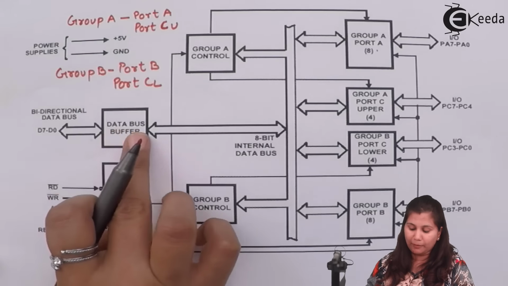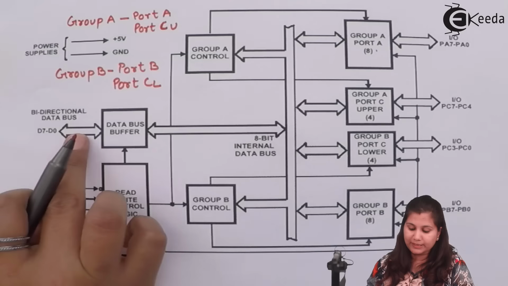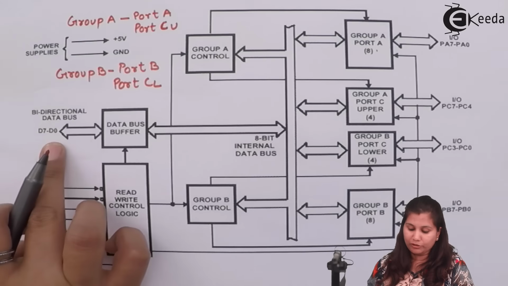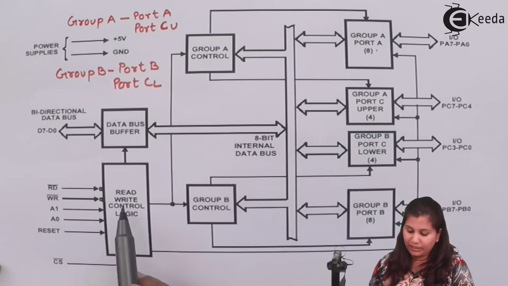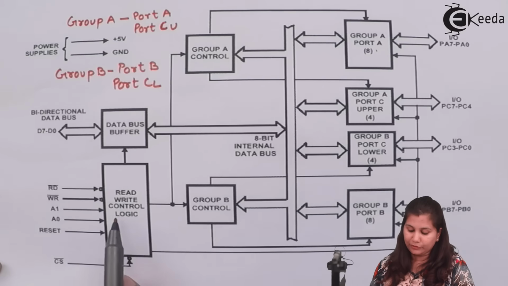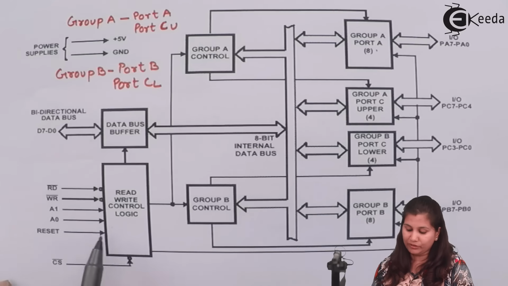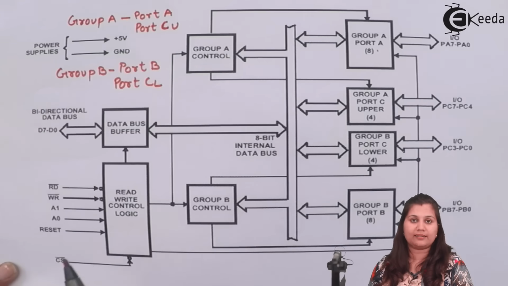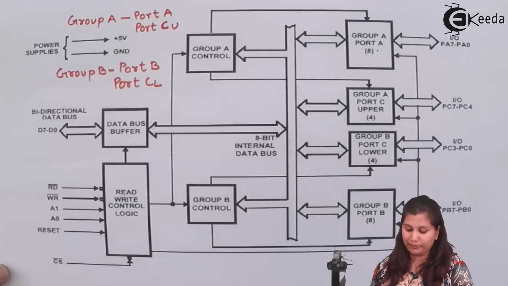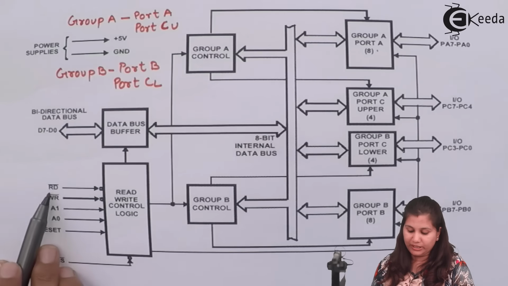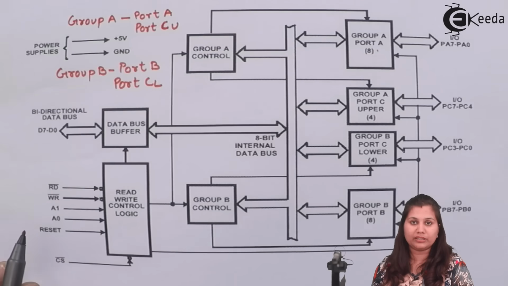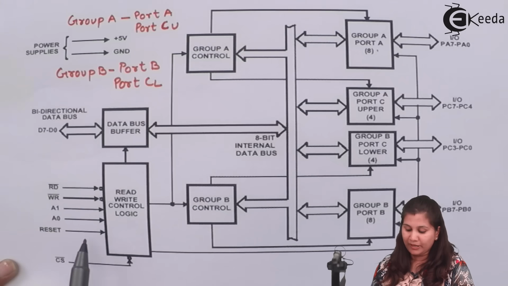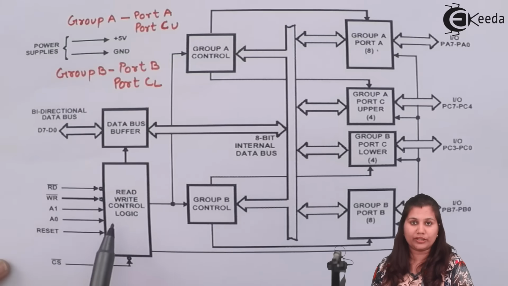Now here we have the data bus buffer, and this data bus is bidirectional from D0 to D7. Then we have the read-write control logic, and to this logic we have various signals which decide whether the operation is a read operation or a write operation. We have the signals read, write, A1, A0, which will decide which port is going to be selected. Then we have the reset pin here, which is going to clear the control register.